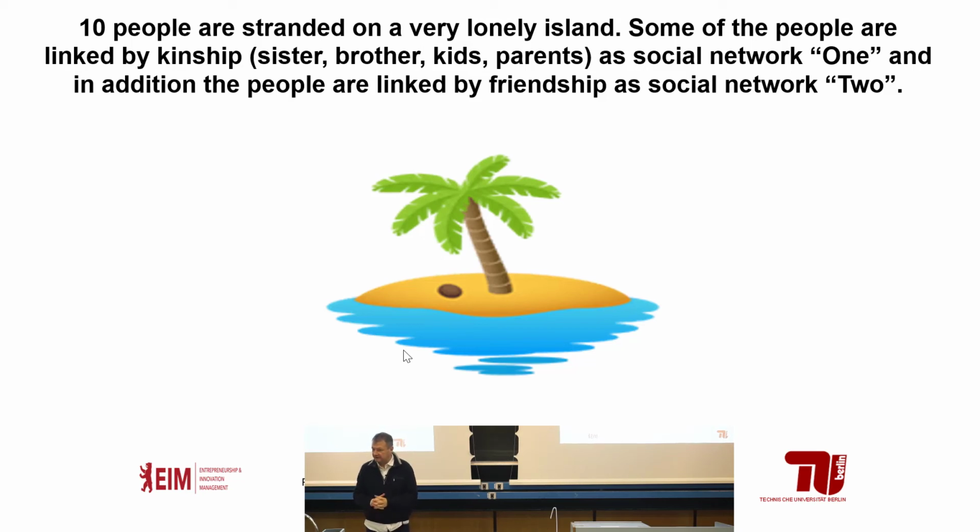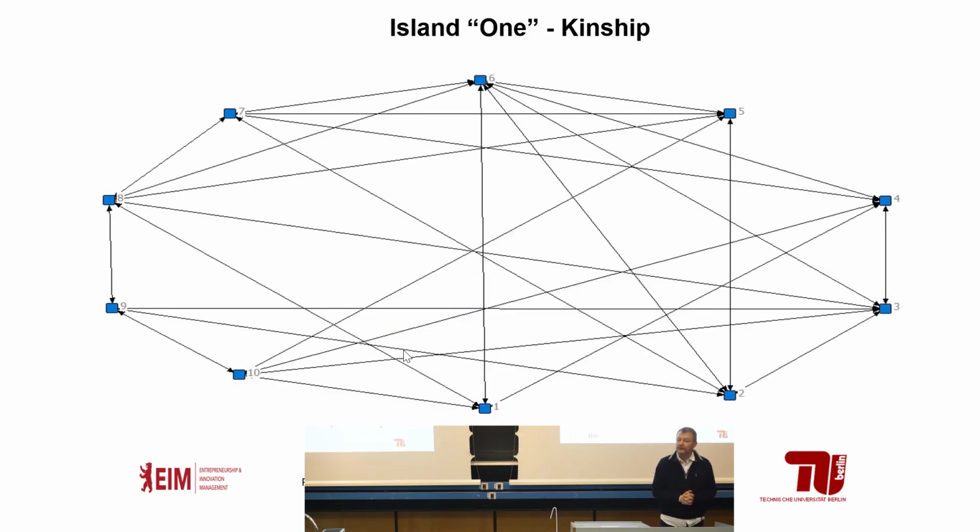You can calculate certain positions. You can imagine that's the easy setting: a lonely island, 10 persons. Some persons are relatives, others not, and there's some friendship or not. And then you can correlate it. So kinship, friendship.